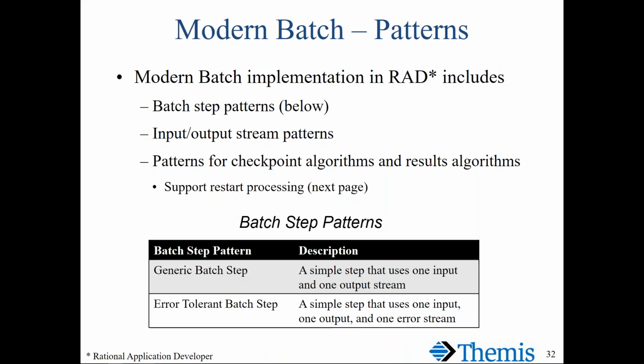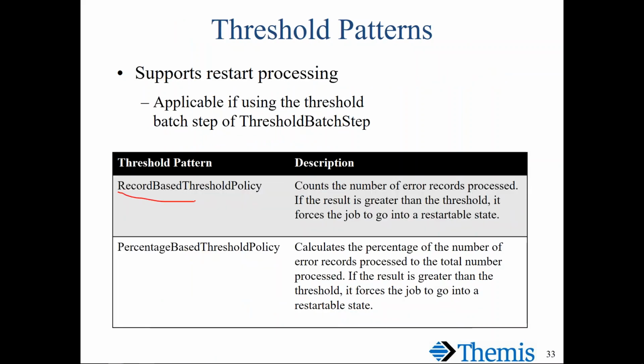In terms of making use of batch application capabilities, there are a couple of patterns that are recommended in IBM's documentation, including a generic batch step pattern, one input, one output, and an error-tolerant batch step that has an additional output for an error stream as well as the input and output streams. Also, patterns for checkpointing are mentioned here. Again, records-based checkpoint when a certain number of error records have been processed, or percentage-based, based on the ratio of the number of error records to the total number of records processed, to force a job to go into restart when too many errors have occurred.